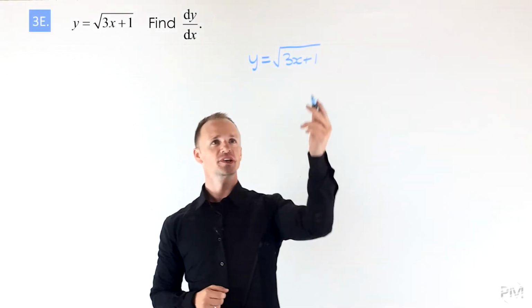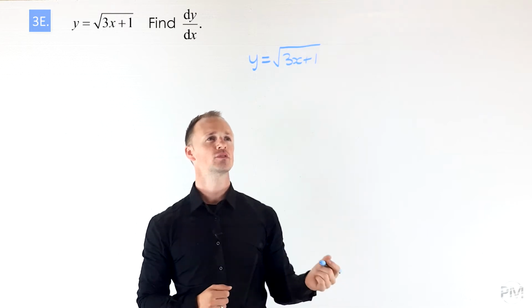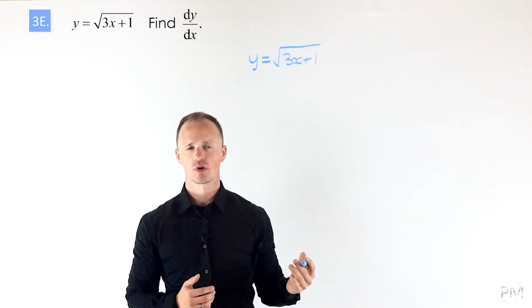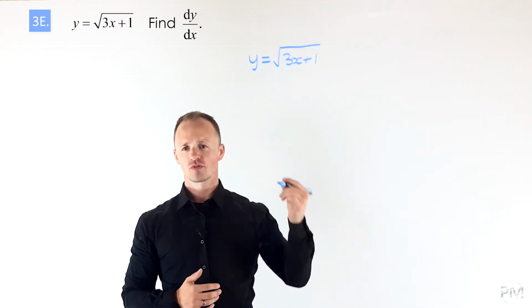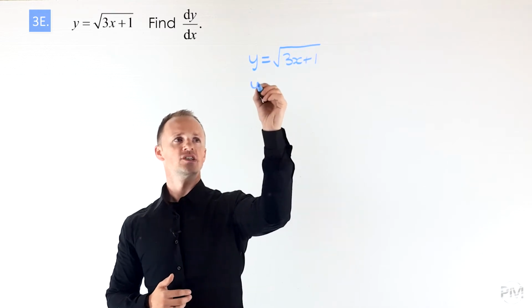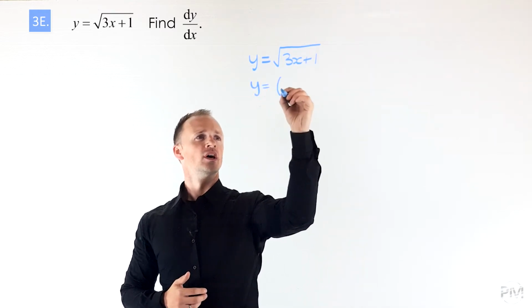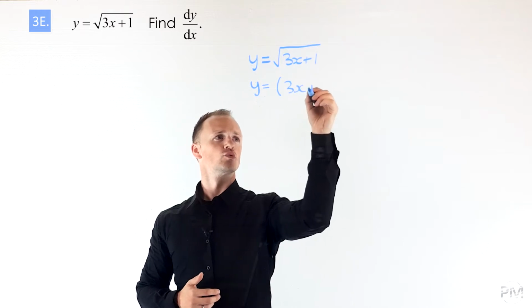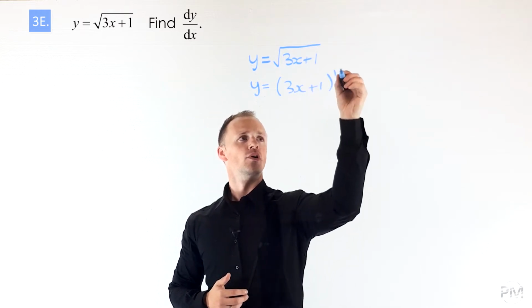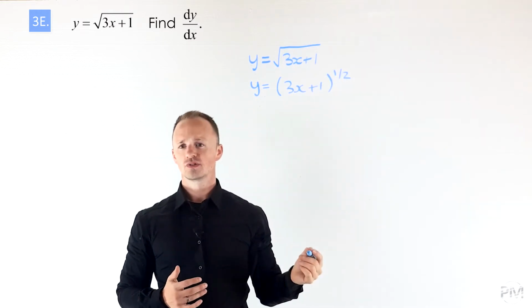Okay, in this example, we're going to use the chain rule to differentiate y equals the square root of 3x plus 1. First of all, just going to write it as a power. So we'll change it to y equals a bracket with 3x plus 1 to the power 1/2. Now we can use the chain rule.